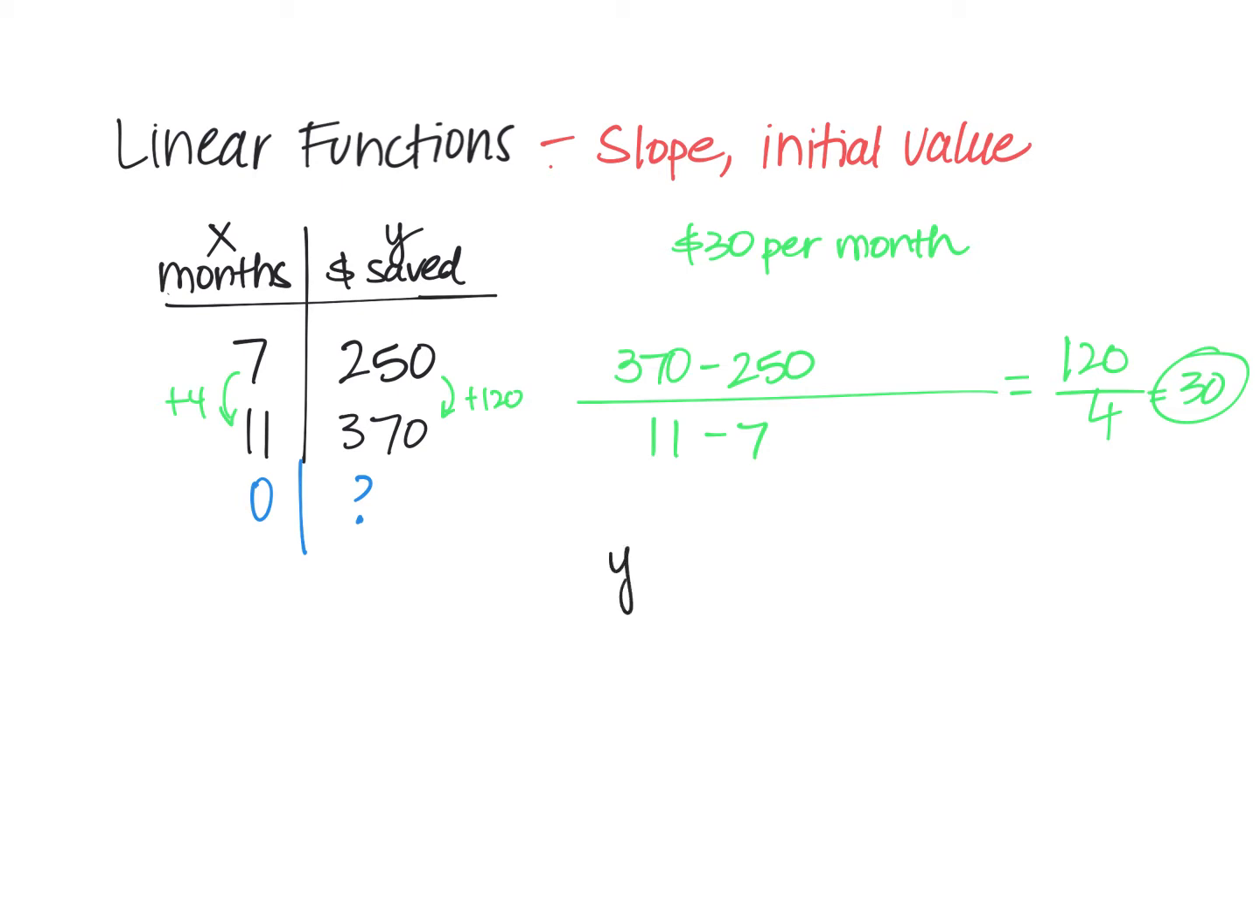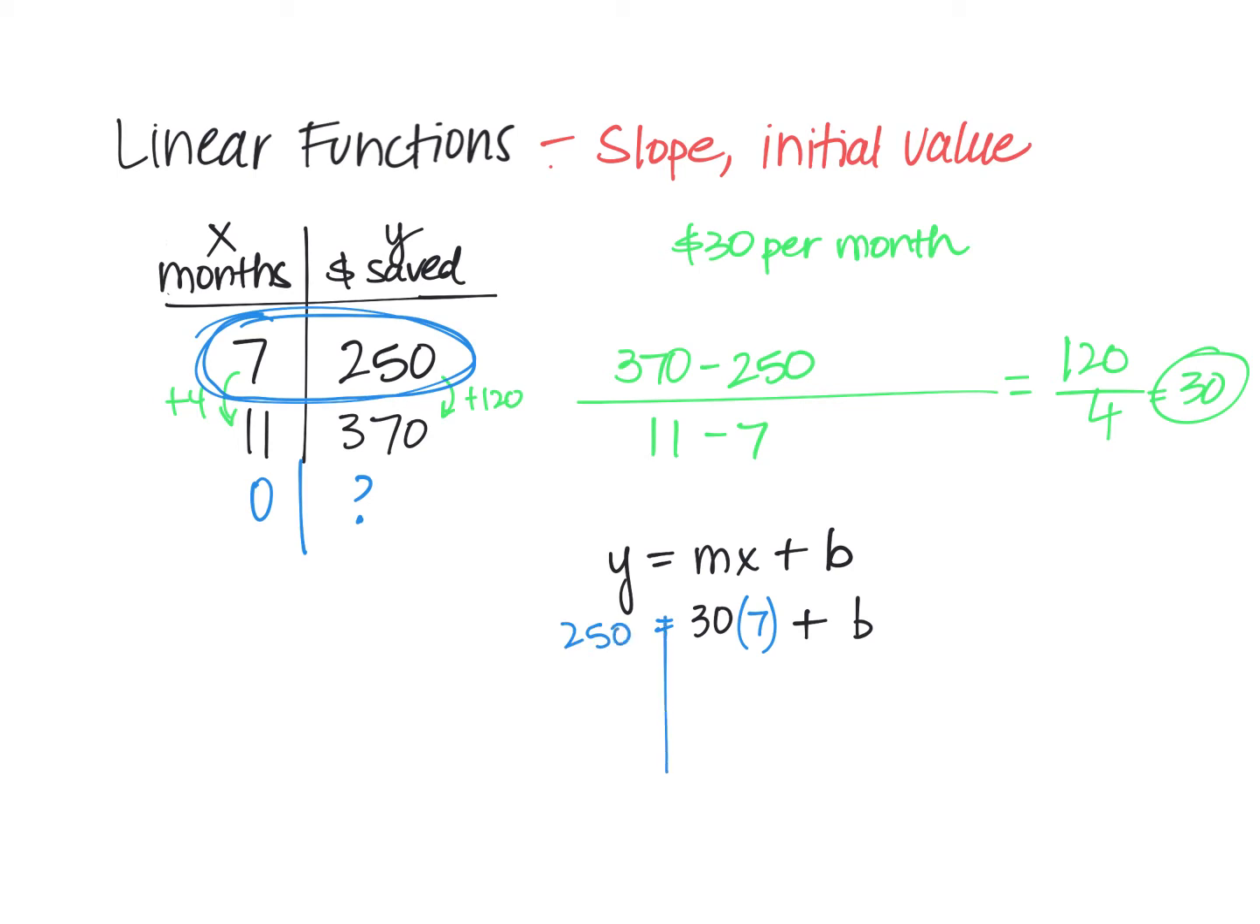So we wrote the equation y equals mx plus b. This is a good refresher from last week. We started by filling in the slope, which is 30. I don't know my initial value. That's the b. I do know one x and y coordinate that I could fill in. So I could just take either of these numbers. I'll take the 7 and the 250. You might see I'm circling that. I'll plug a 7 in for x, a 250 for y, and then I solved it.